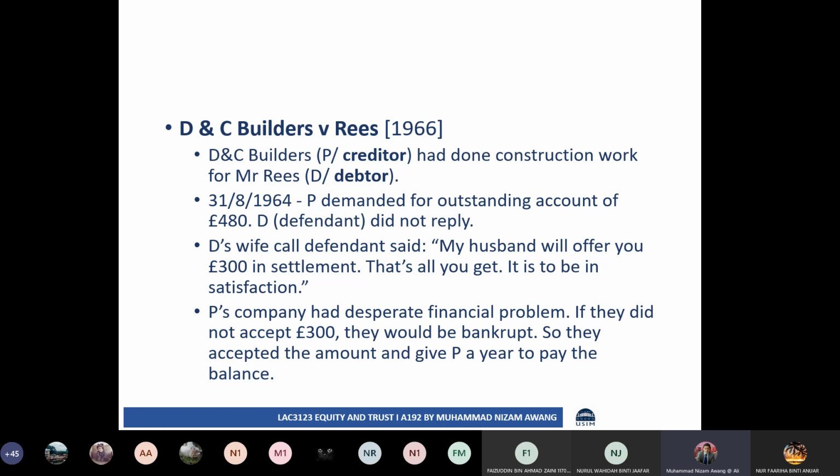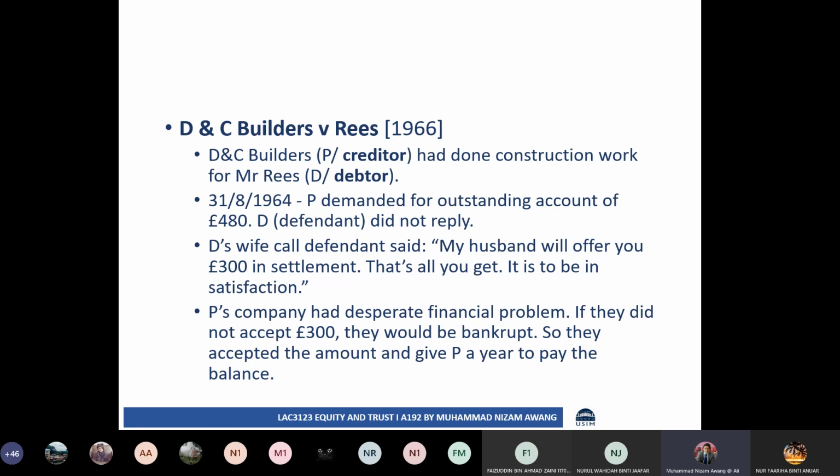So the company, DC Builders, was demanding the outstanding balance of the construction work. When they had a communication on 31st August 1964, the creditor, the company, the plaintiff, demanded £480 for the outstanding balance, but they received no reply from the defendant.